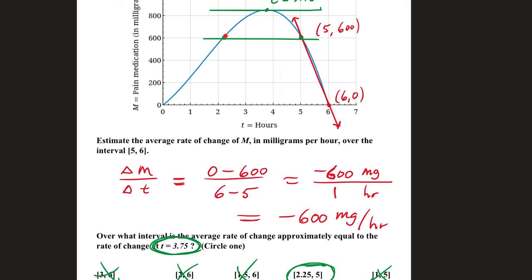At 2.25 hours, which would be 2 hours and 15 minutes, there's approximately 600 milligrams in the bloodstream. At 5 hours into the medication being in your body, it appeared there was also another 600 milligrams of the medicine, which would give a secant line that matched the same slope as this tangent line.